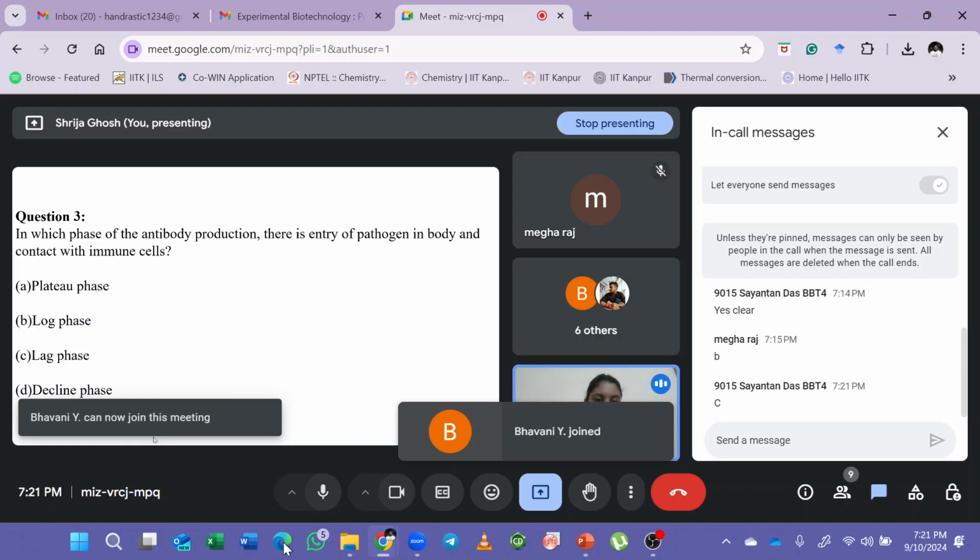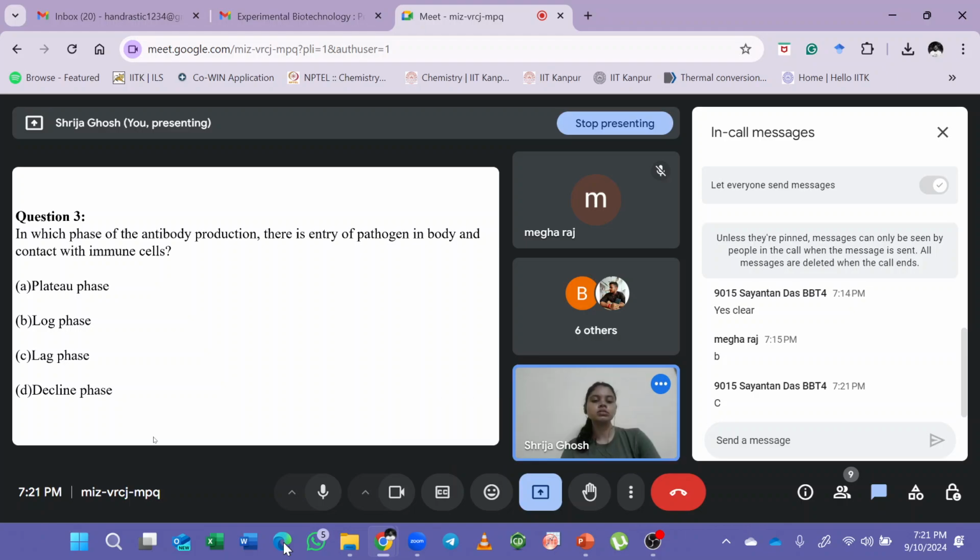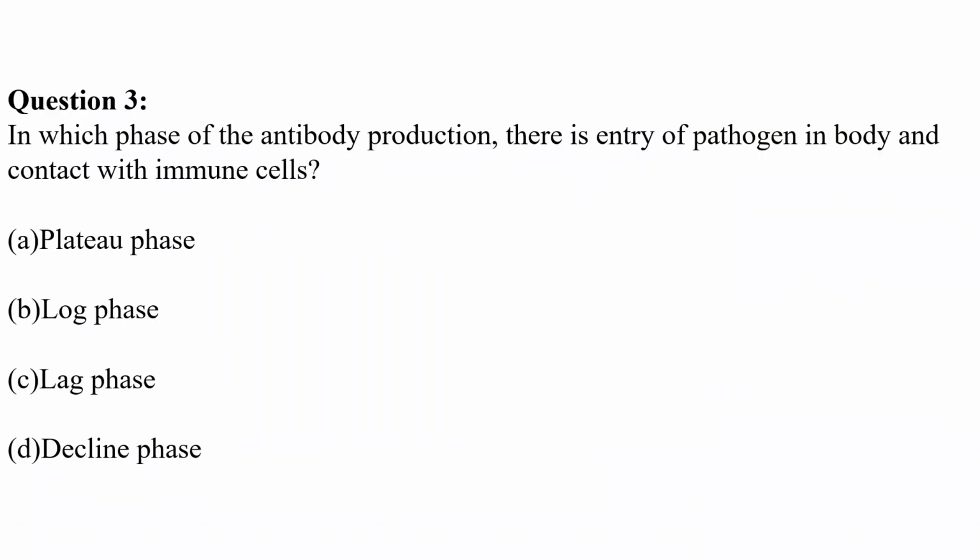Okay, we have one answer, option C, lag phase. Anyone else want to answer? Everybody agrees with option C then? So option C is the correct answer, lag phase.